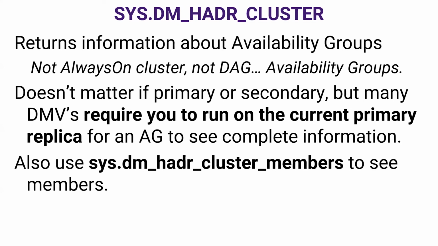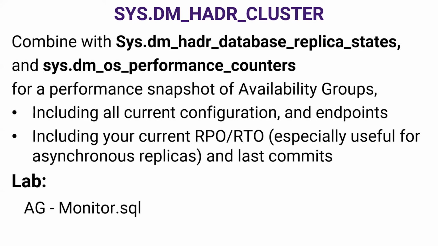And then you can use sys.dm_hadr_cluster_members to see the members of an availability group as well. And you can create your own monitoring tools for a performance snapshot of availability groups, including all the current configuration, the endpoints, what's secondary, what's sync, what's async, what's automatic, what's manual failover, including all your current RPO and RTO measurements as well. So that's your recovery point objective and your recovery time objective. So how far behind are your secondary replicas and how much time is it going to take them to get caught up? This is especially useful for asynchronous replicas. You're going to want to monitor this to make sure that you can keep up. And it's going to show you the last commit time. You can see exactly when and how far back a secondary replica has been caught up with the primary.